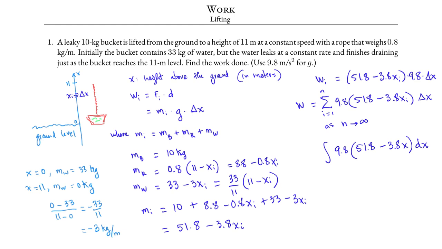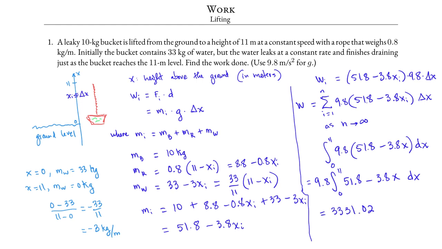We add up all of these slices from x equals 0 all the way to x equals 11. So the lower limit of integration is 0 and the upper limit of integration is 11. 9.8 is a constant. We can put 9.8 in the front of the integral, and we find the antiderivative of 51.8 minus 3.8x. This should be quite simple. The answer is 3,331.02 joules.